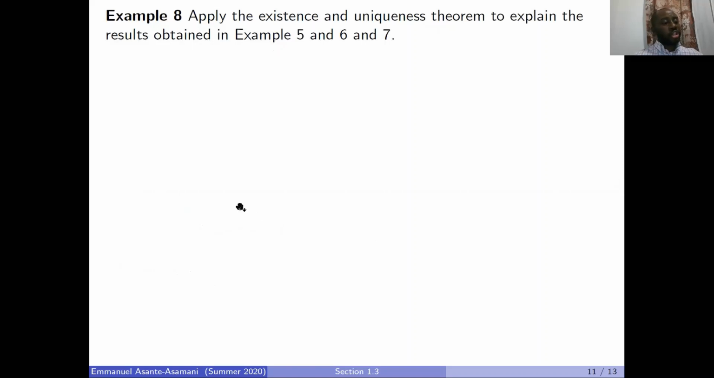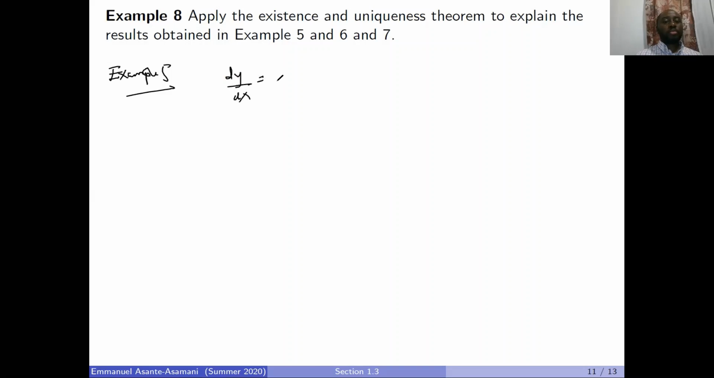Okay. So let's check what we had for example 5. We had the differential equation dy/dx is 1 over x. We had the initial condition y of 0 is 0. Okay. Now my f of x,y is 1 over x. The partial derivative with respect to y is 0 because this doesn't contain y. My initial point is 0, 0.